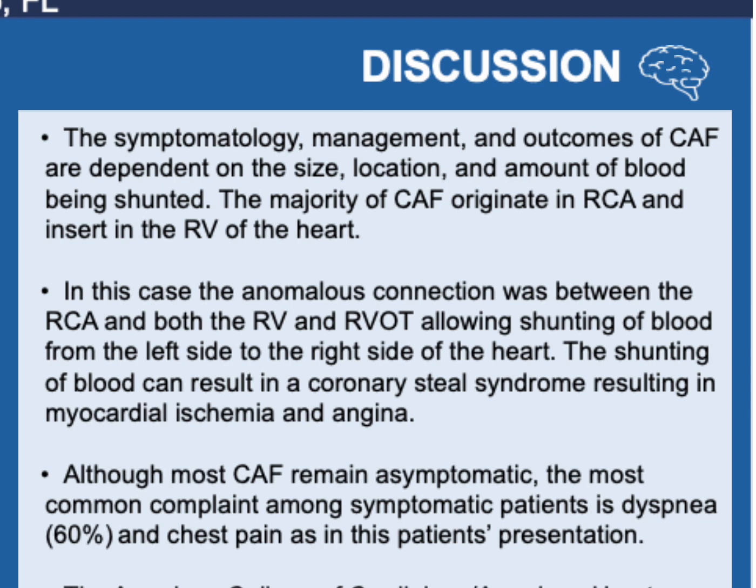The symptomatology, management, and outcomes of coronary artery fistulas are dependent on the size, location, and amount of blood being shunted. The majority of coronary artery fistulas originate in the RCA and insert into the right ventricle of the heart. In this case, the anomalous connection was between the right coronary artery and both the right ventricle and the right ventricular outflow tract, allowing shunting of blood from the left side to the right side of the heart.